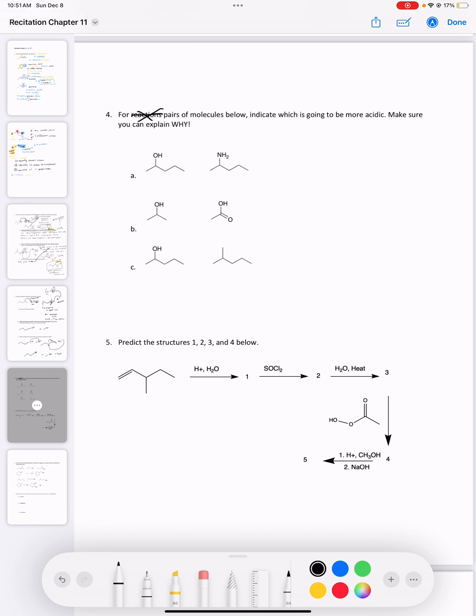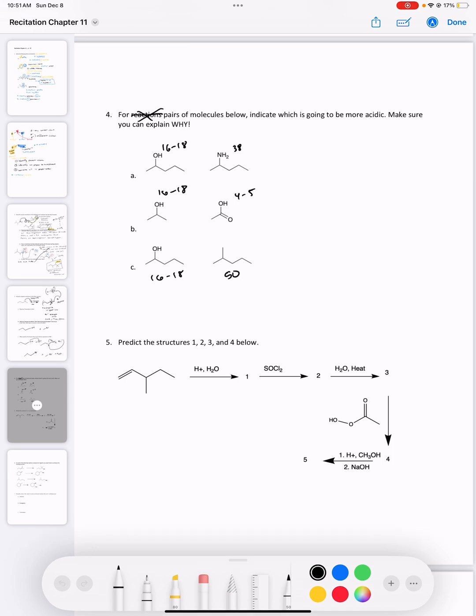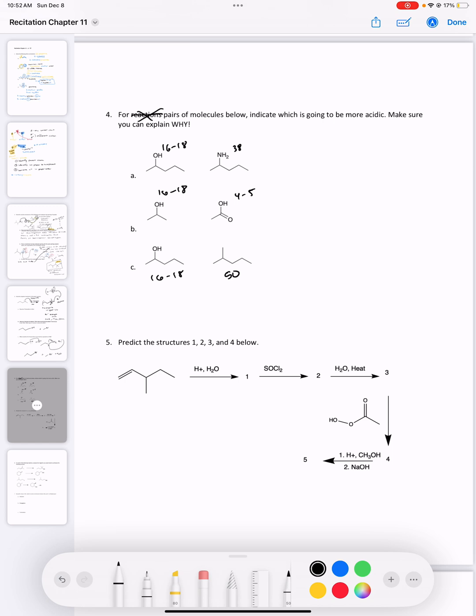So immediately looking at these, I'm saying alcohols are 16 to 18 and amines are 38 usually. Alcohols are 16 to 18. Carboxylic acids are 4 to 5 usually. Alcohols are 16 to 18, and alkanes are 50 usually. So I already know which one is going to be more acidic in each one of these cases.